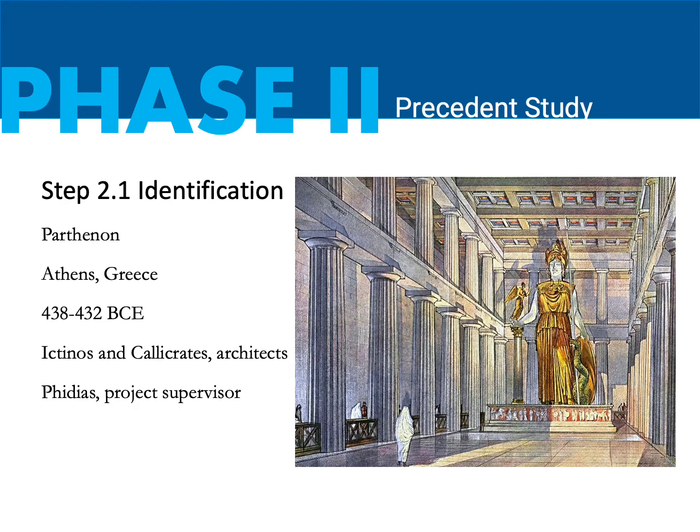Now, once you identify an appropriate precedent, you will provide the necessary identifying information, which includes the official name of the project, the Parthenon here, where it's located, Athens, Greece, date of construction, 438 to 432 BCE, and if you can find it, the names of the designers. In this case, we do note Iktinos and Callicrates were the architects, and Phidias was really the project supervisor, but also the sculptor or artist on the project. So this is part one of the identification. What is it? Where is it located? When was it built? Who built it?